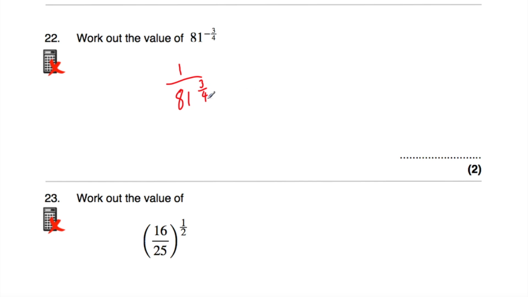So we're going to take the 4th root and then cube it. So the 4th root of 81. The 4th root of 81 would be 3 because 3 times 3 is equal to 9, times 3 is equal to 27, times 3 is equal to 81. So the 4th root of 81 is equal to 3.